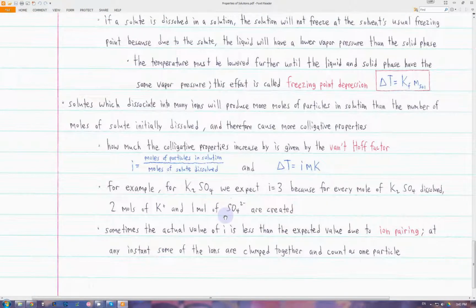Sometimes the actual value of the Van't Hoff factor is less than the expected value that we get just from looking at how many ions will be produced when this dissolves. This is due to ion pairing, which is basically that at any moment in time, some of the ions in the solution will be clumped together and therefore count as one effective particle.